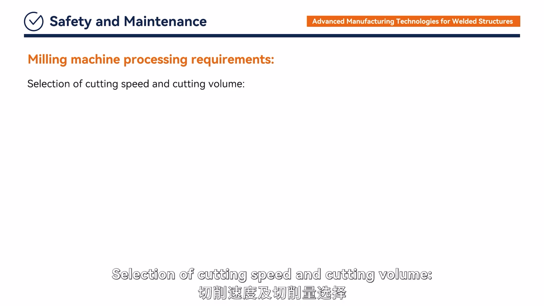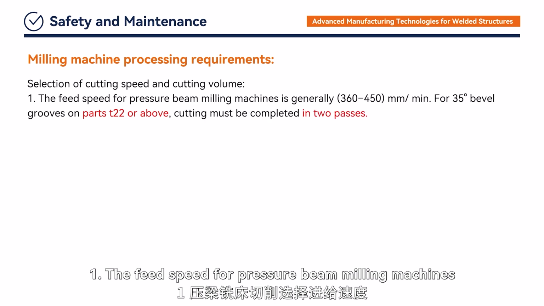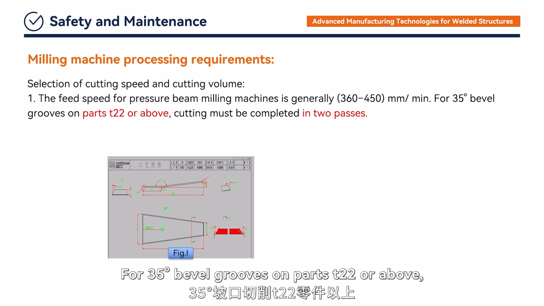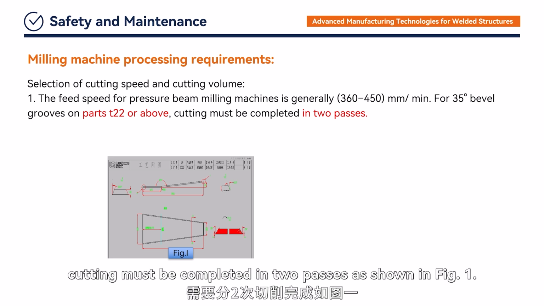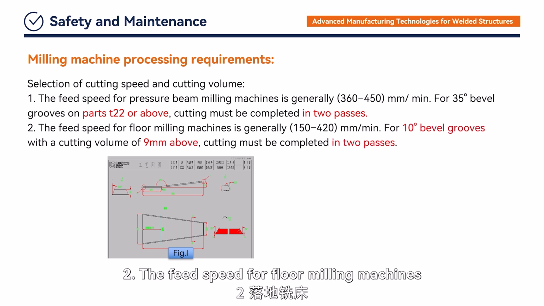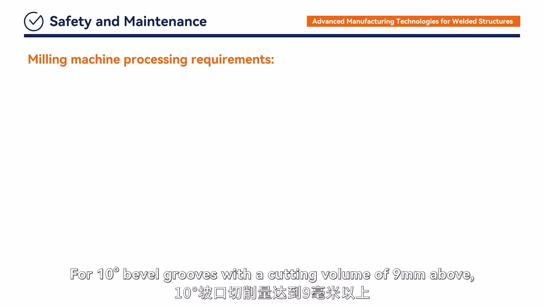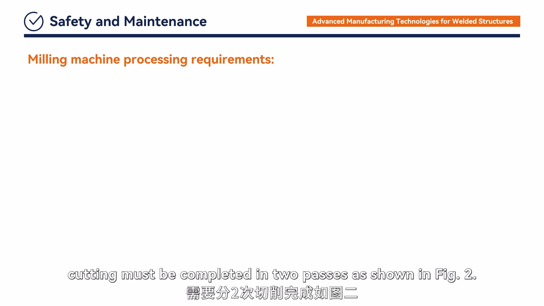Selection of cutting speed and cutting volume. 1. The feed speed for pressure beam milling machines is generally 360 to 450 mm per minute. For 35 degrees bevel grooves on parts T22 or above, cutting must be completed in 2 passes as shown in Figure 1. 2. The feed speed for floor milling machines is generally 150 to 420 mm per minute. For 10 degrees bevel grooves with a cutting volume of 9 mm above, cutting must be completed in 2 passes, as shown in Figure 2.